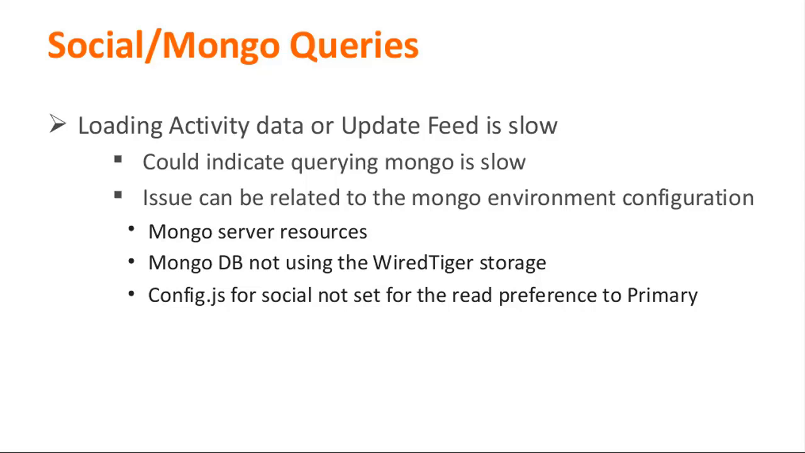You should make sure MongoDB is set up with WiredTiger storage. You should make sure that config.js for the social is correctly set up. And if you're using WiredTiger storage, make sure the read preference is set to primary. So those are some of the things that we should pay attention to.